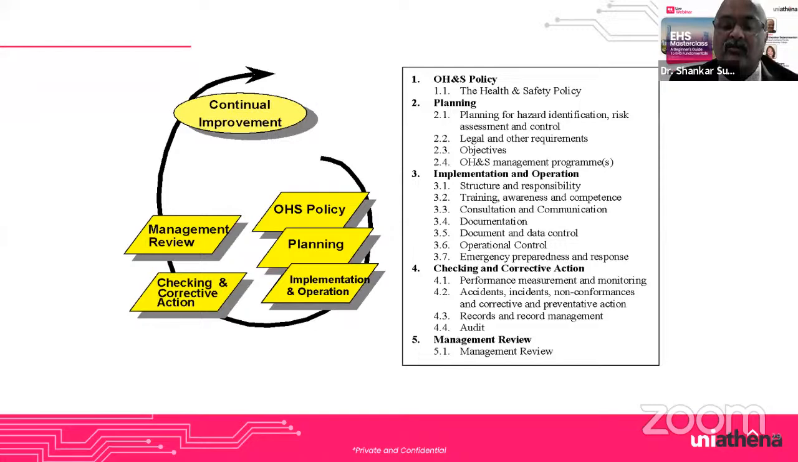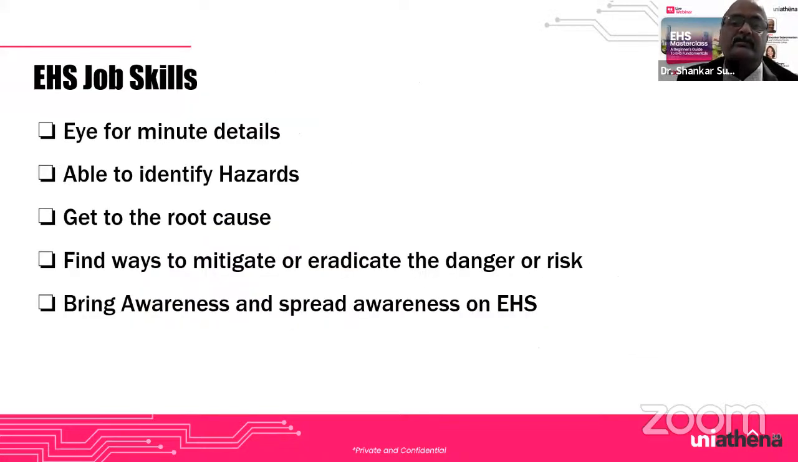So operational control is better once you have the data. Emergency preparedness and response can be simulated. Then checking and corrective action. Once you have the data, how we performed earlier and how we can improve now can be studied and simulated. And the monitoring of accidents, incidents, and non-conformances, and corrective and preventive actions can be taken. Records and record management are better. Auditing and inspections are a must on a regular basis. Okay, and a regular management review on this is done.